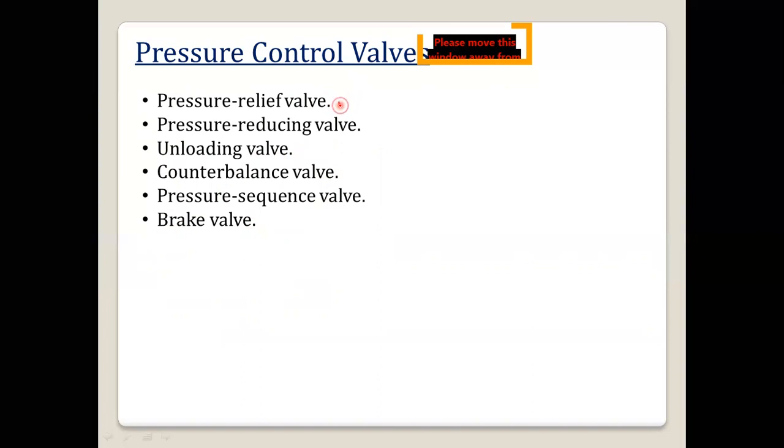Okay, so today we will be discussing the pressure relief valve, then pressure reducing valve, and the unloading valve. In lecture number 2 of pressure control valves, we will discuss counterbalance, pressure sequence and brake valves.